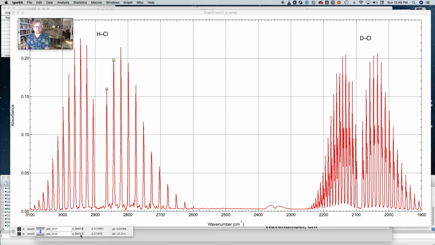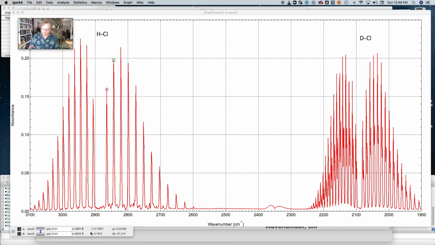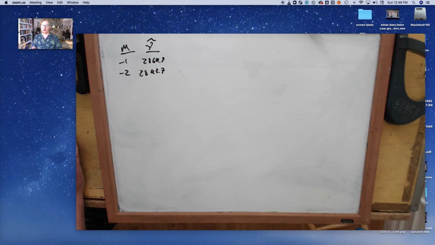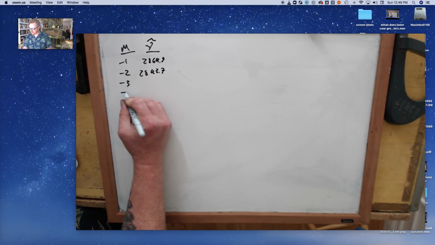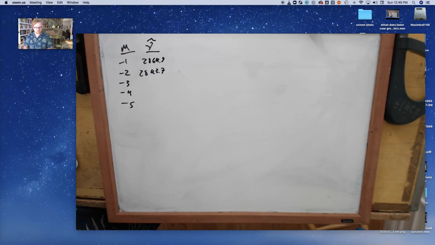But in any event, these first two peaks that I've indicated here, I'll start writing M values and nu values. This one would be my -1. This one would be my -2, right? -1, -2. My -1 has an energy of, so that's the A cursor, 2864.9. And then my B cursor is 2843.7. Okay, I'll switch over to my whiteboard so you can see what I'm doing. And I'd have -3 and -4 and -5. So you get all of those values going, okay?